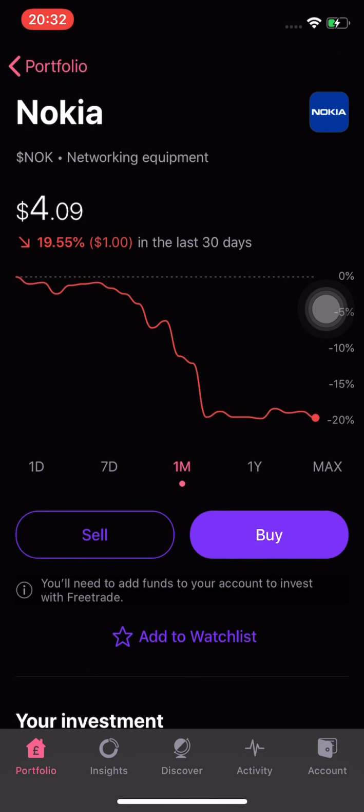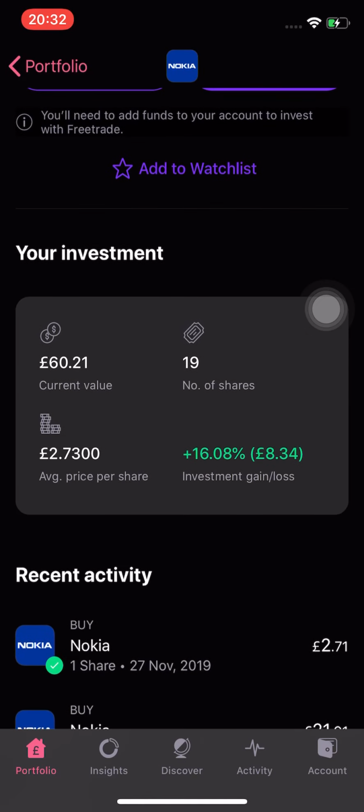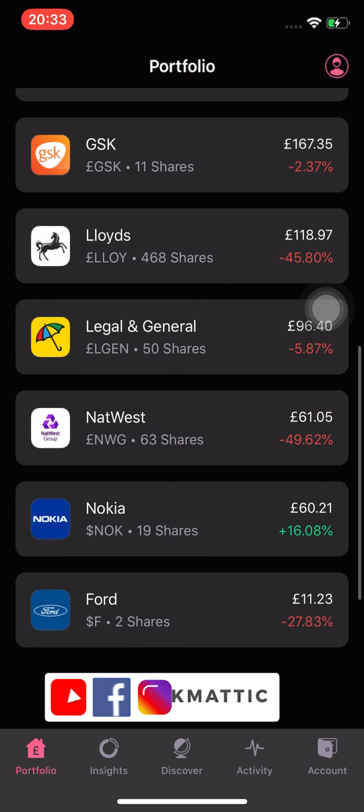Nokia has not had a great month, to be honest. It is down 19.55%. I'm down $1 exactly per share over the last month. But anyway, I've got 19 shares. My average price is at £2.73. I'm still up 16.08%. That's £8.34. So I'm thinking I should have sold this when it was around $5, but missed an opportunity there.